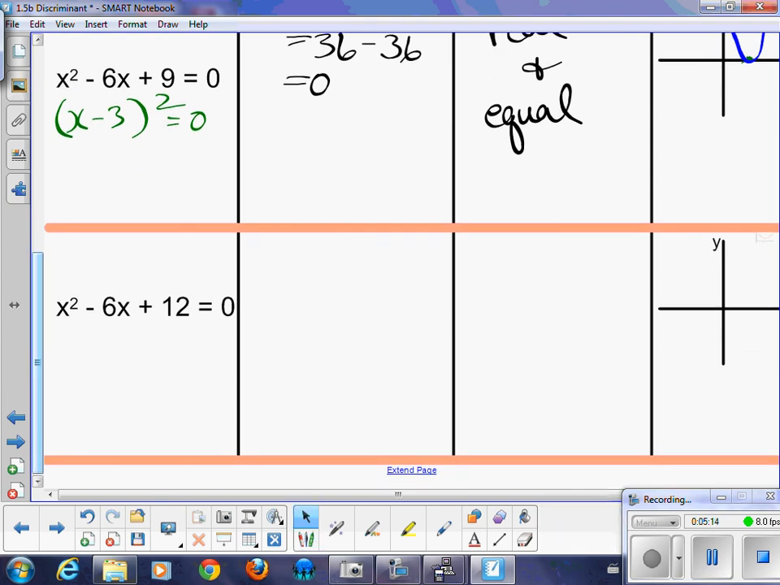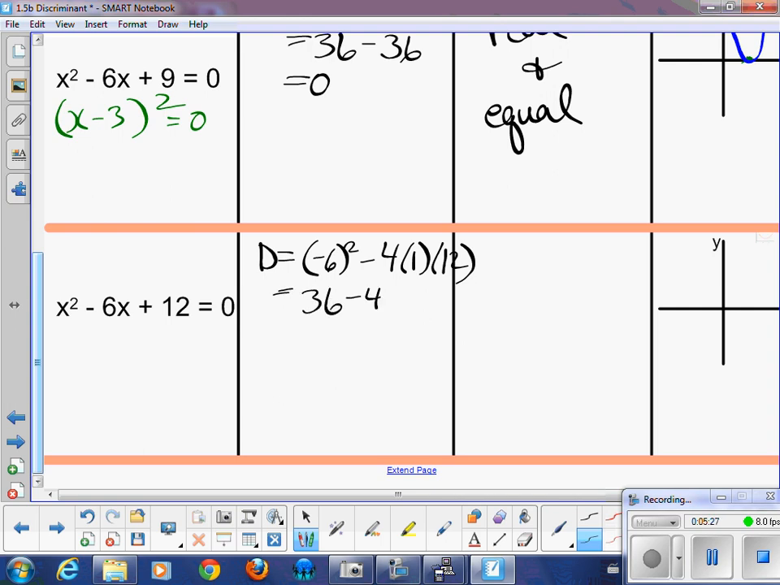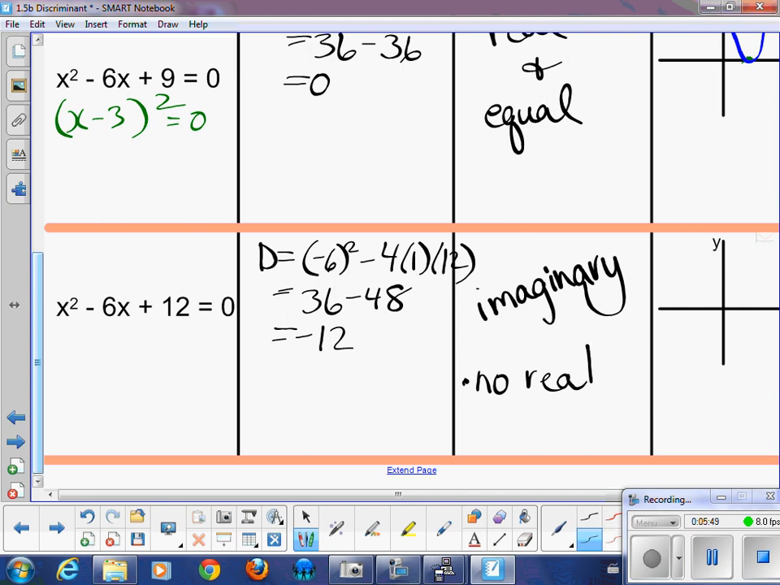Now the last example, if we calculate its discriminant, we end up again with negative 6 squared minus 4 times 1 times 12. And when we do that, we end up with 36 minus 48, and we end up with a negative number this time. So according to our information from the first page, we know that it's imaginary. Now, imaginary roots, what it means is there's no, sorry, that should be no real roots. Okay, so no real roots.